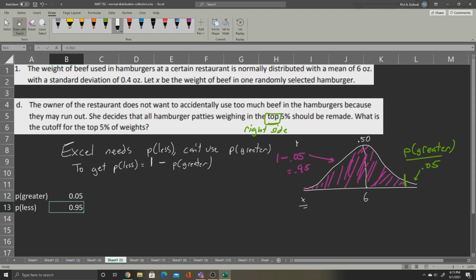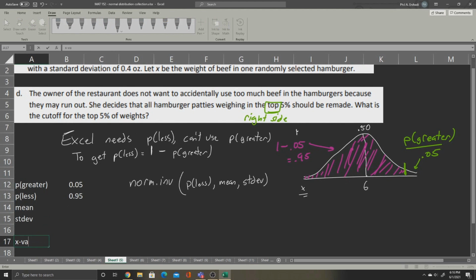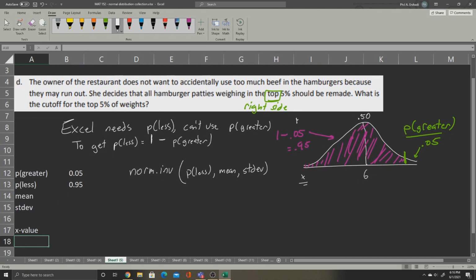Now remember, for norm inverse, the other things we need to collect are these. We'll need p less in particular, comma, the mean, comma, the standard deviation. Now, we have p less, but let's also get the mean and the standard deviation. Based on that, we'll get an x value. Our mean is still 6. Our standard deviation is still 0.4.